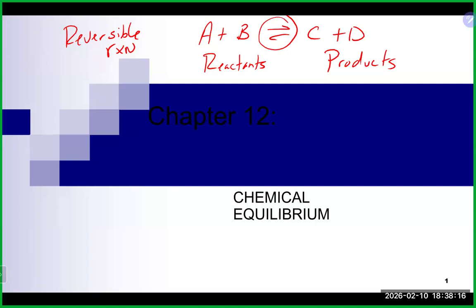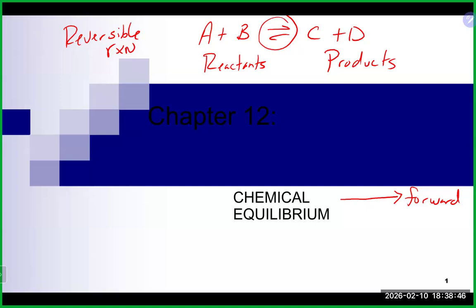Unlike a single arrow reaction, where it's kind of like a one-way street where the reactants just drop off to the products, in a reversible reaction we have two arrows that head in opposite directions. Going from reactants to products is what is referred to as the forward direction. So this reaction can proceed from left to right. Our reactants can come together to make our products.